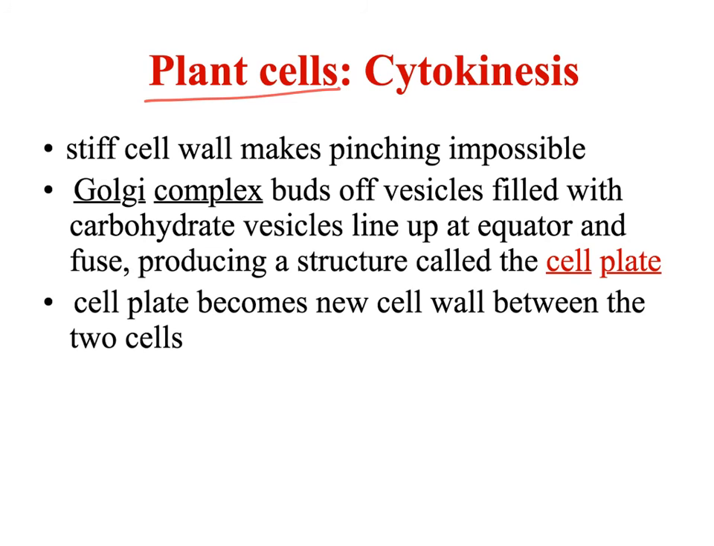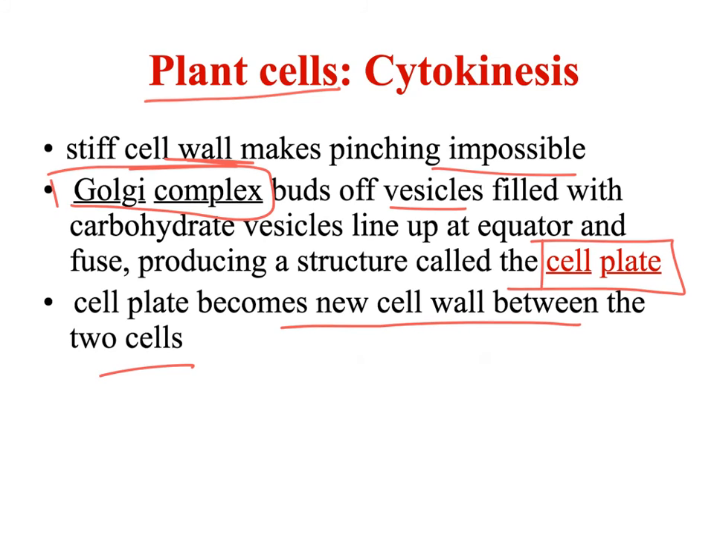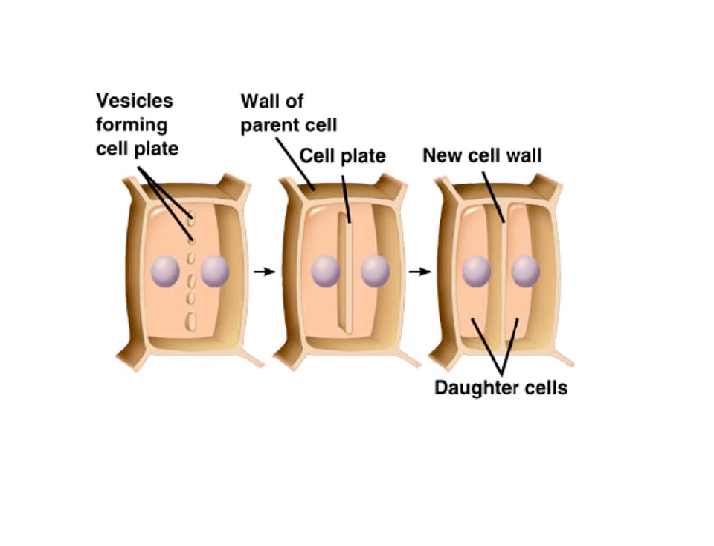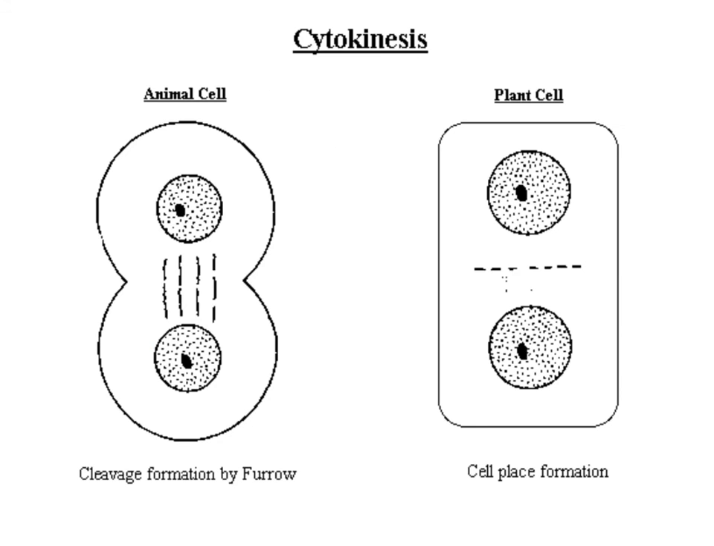But in plant cells, because there is a cell wall, the pinching is impossible. Therefore, the Golgi complex buds off vesicles filled with carbohydrates, and they line up in the equator, and they form a cell plate structure. And the cell plate becomes the new cell wall between two cells. You see, these are the vesicles coming from the Golgi, and the vesicles contain some components of the cell wall, and we call this structure the cell plate. This is the difference between plant and animal: cytokinesis in animal cells by cleavage furrow, cytokinesis in plant cells by cell plate formation.